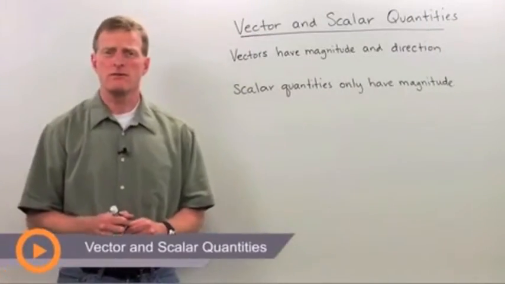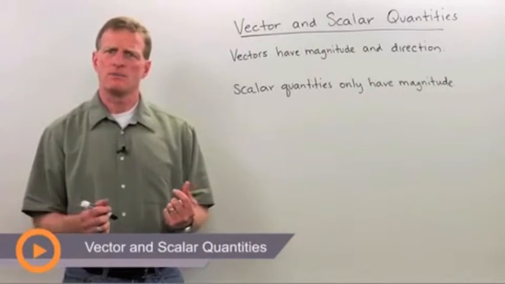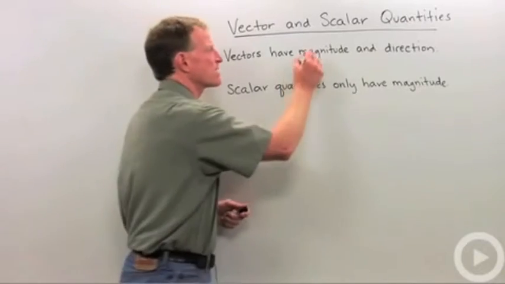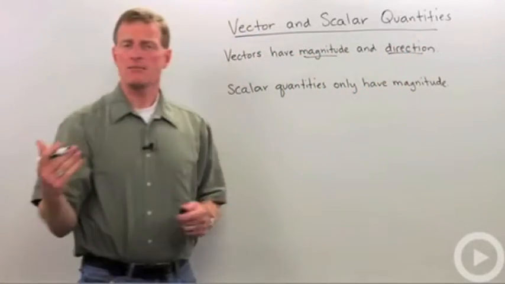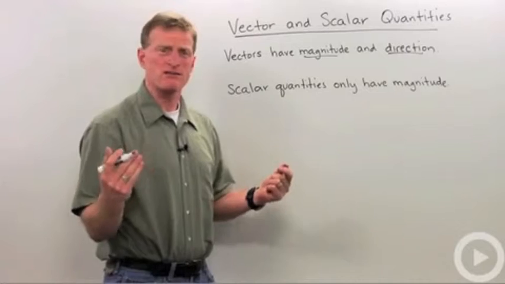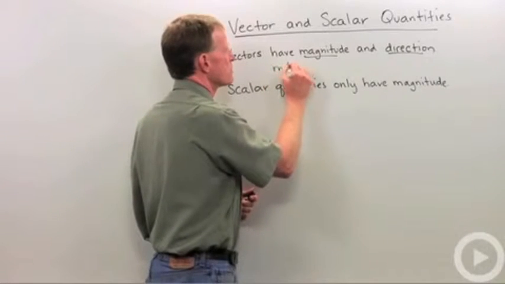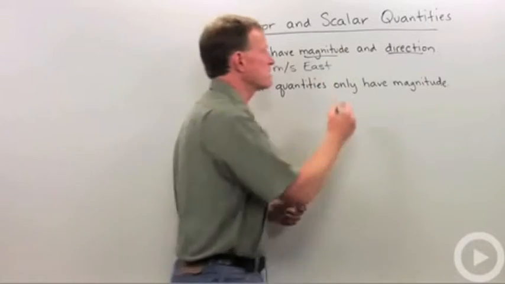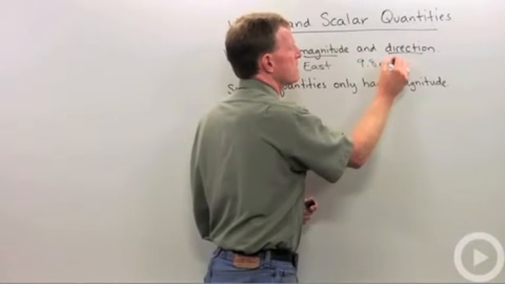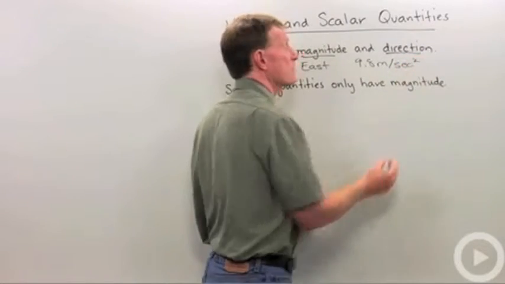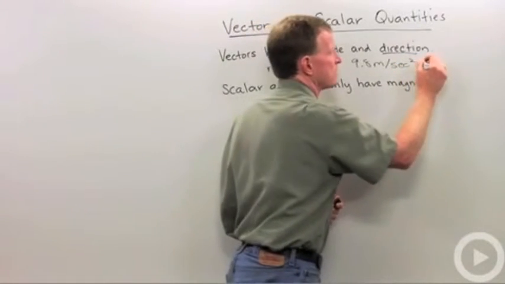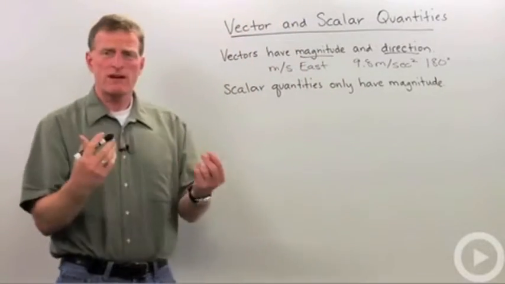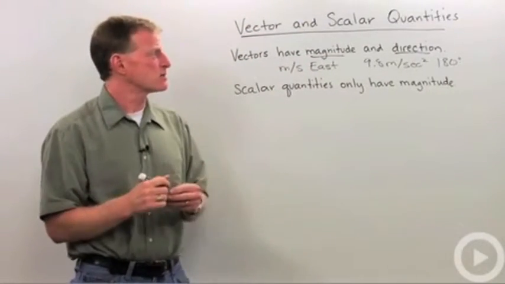Okay, how are vectors different from scalar quantities? Well, let's talk about vectors again. Vectors have a magnitude and a direction. So examples that we talk about as vectors are things like velocity, meters per second east, or acceleration, 9.8 meters per second squared, in the 180-degree direction. Okay. So vectors have a magnitude and a direction.